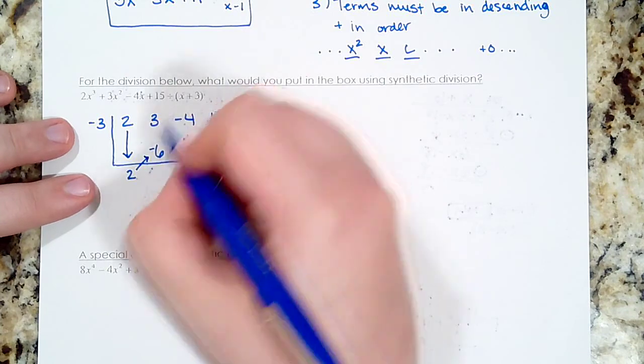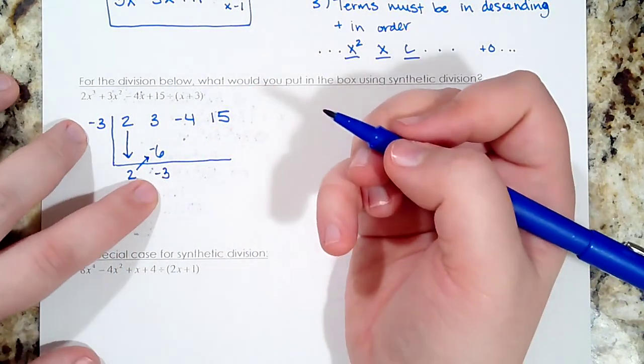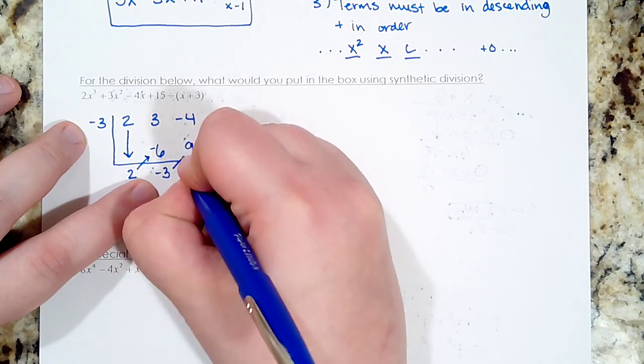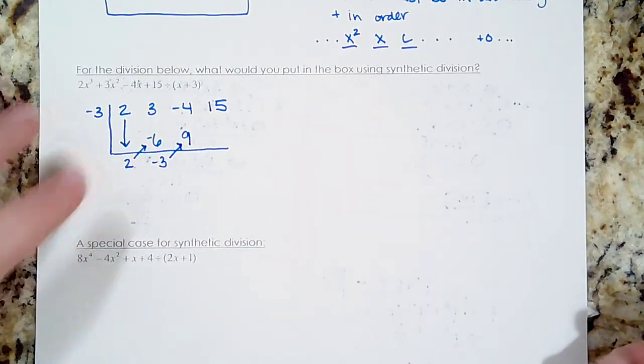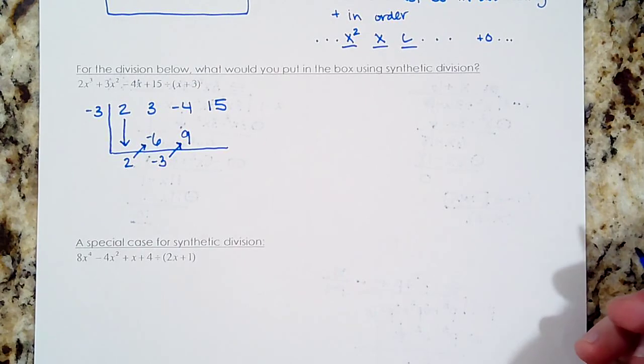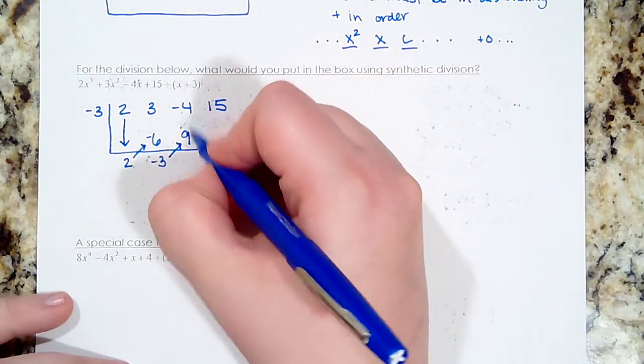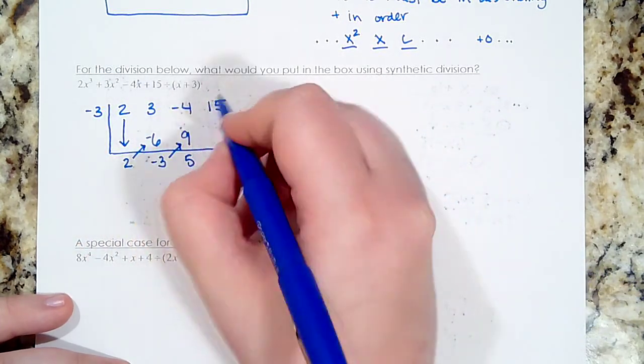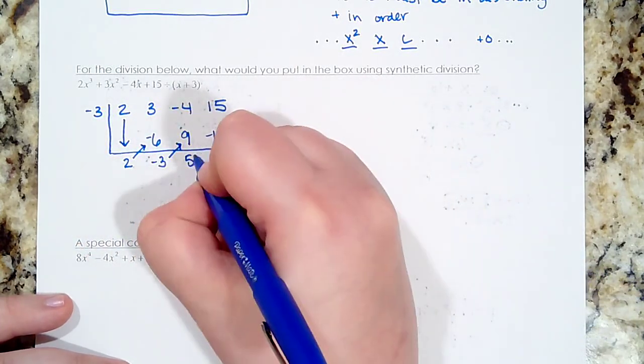Now I'm going to add down and get a negative 3, which I'm again going to multiply by this outside number to get a positive 9. You don't have to show all the arrows or all the steps. I just like to. It helps me remember where I'm at. I add down and get a positive 5. And then I multiply again to get a negative 15.